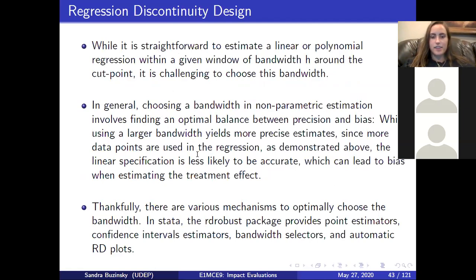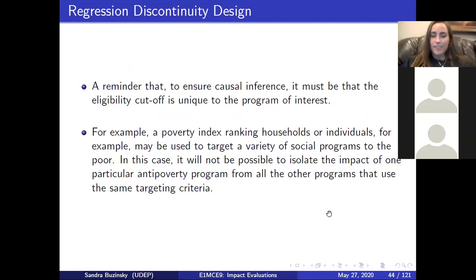Okay, so like I said, there's the trade-off between bias and precision. As I said, in Stata, the rdrobust package provides the point estimators, confidence interval estimators, bandwidth selectors, and automates the RD plots. It's super nice. They have the same rdrobust package in R too, which is nice. In R also, there's more flexibility with how you make graphs so they look nicer, but it's just preference really.